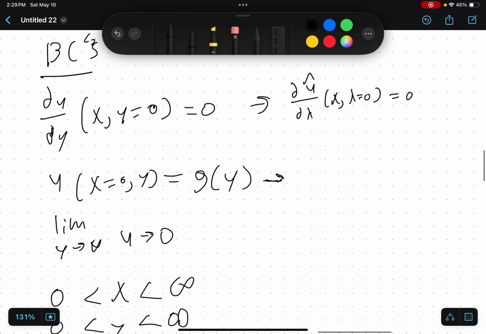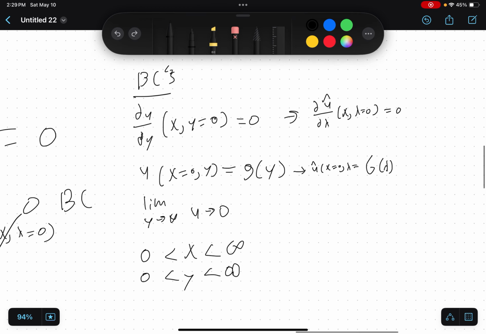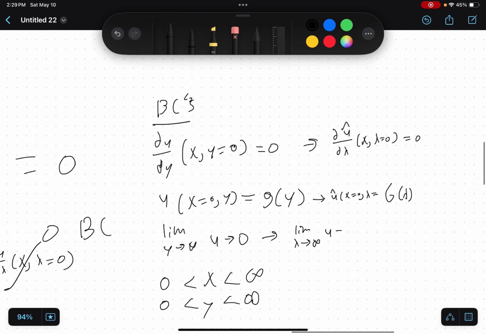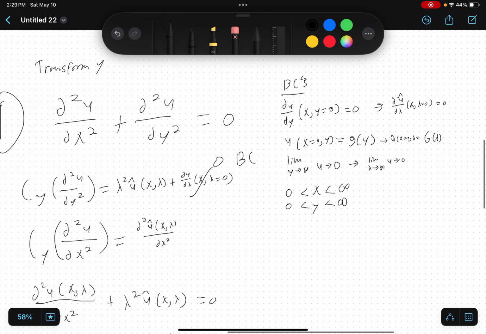This will transform into a different function, it's a transformed function. So you capitalize it technically. This will be as lambda goes to infinity, u goes to 0. Cool. Those are transformed. So we took care of this one right here.